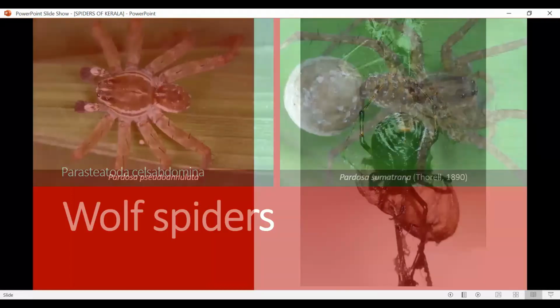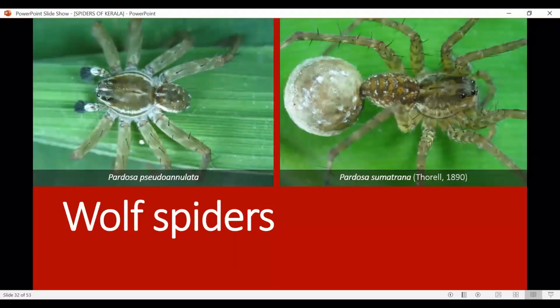Then the next one is the case of wolf spiders. They are known as wolf spiders because they are very robust and fast-moving hunters, and they have good eyesight also. Just like a wolf hunting and pouncing upon the prey, these spiders are capable of chasing their prey for a short distance and capturing it. That is why they are known as wolf spiders.